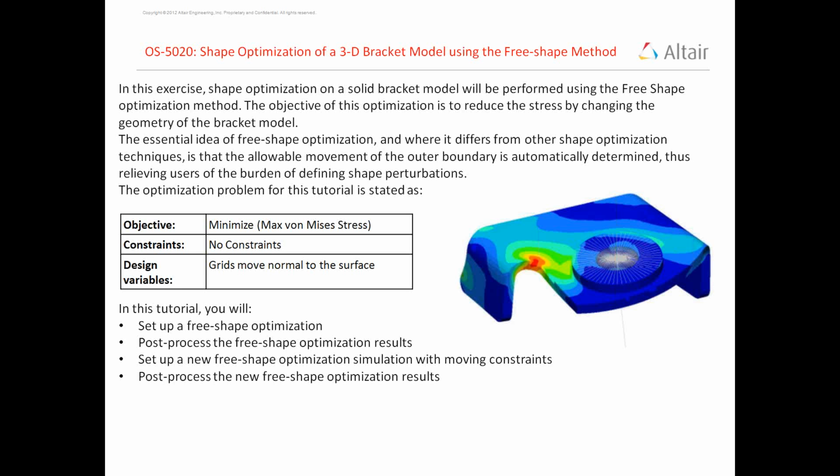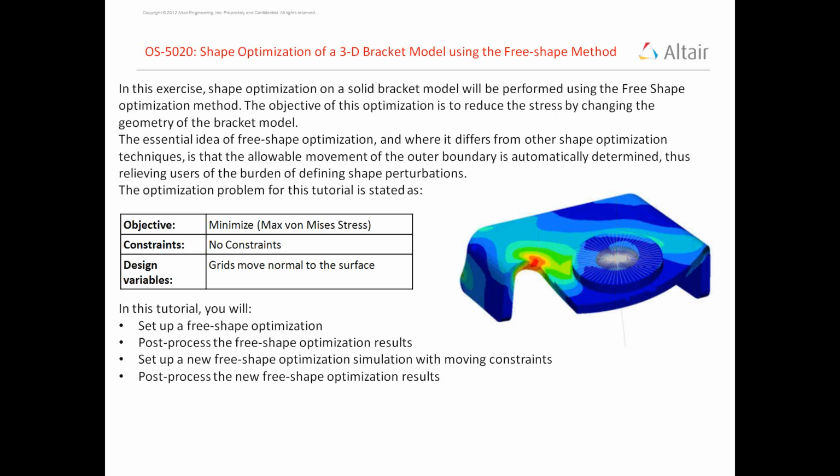The objective of this optimization is to reduce the stress by changing the geometry of the bracket model. The essential idea of free shape optimization and where it differs from other shape optimization techniques is that the allowable movement of the outer boundary is automatically determined, thus relieving users of the burden of defining shape perturbations. The optimization problem for this tutorial is stated as: my objective is to minimize maximum von Mises stresses. There are no constraints in this model and my design variables are grids moving normal to the surface.